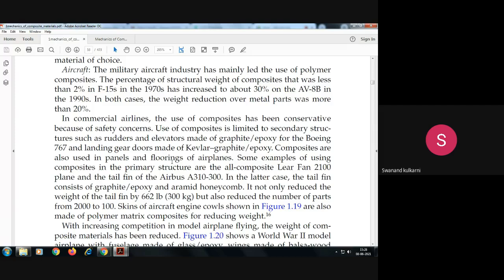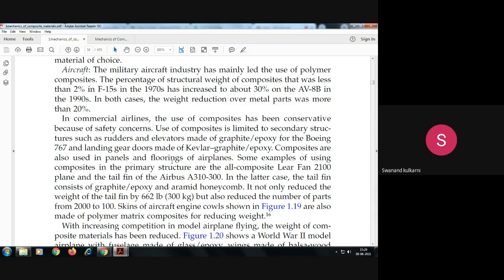Use of composites is limited to secondary structures, means rudders, elevators made of graphite epoxy. Now, we always heard the different names of the aircraft. Boeing is one of the company. We know what is Boeing company, because many times we book the tickets, or many times many travelers book the tickets from different aircraft companies. And Boeing is very old company. Inside that, in the military aircrafts also that work.